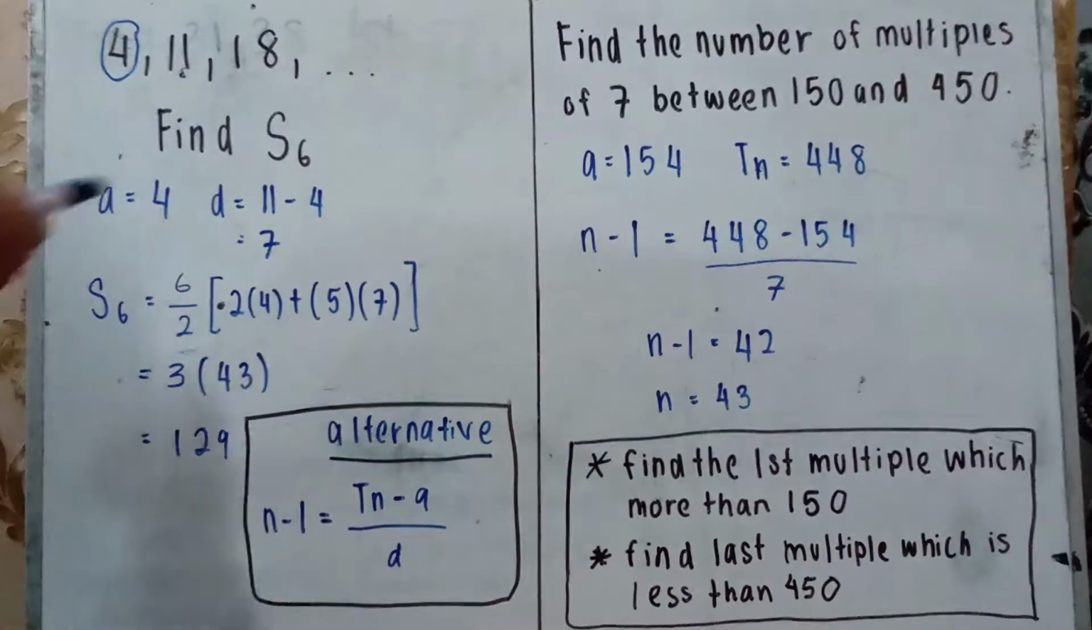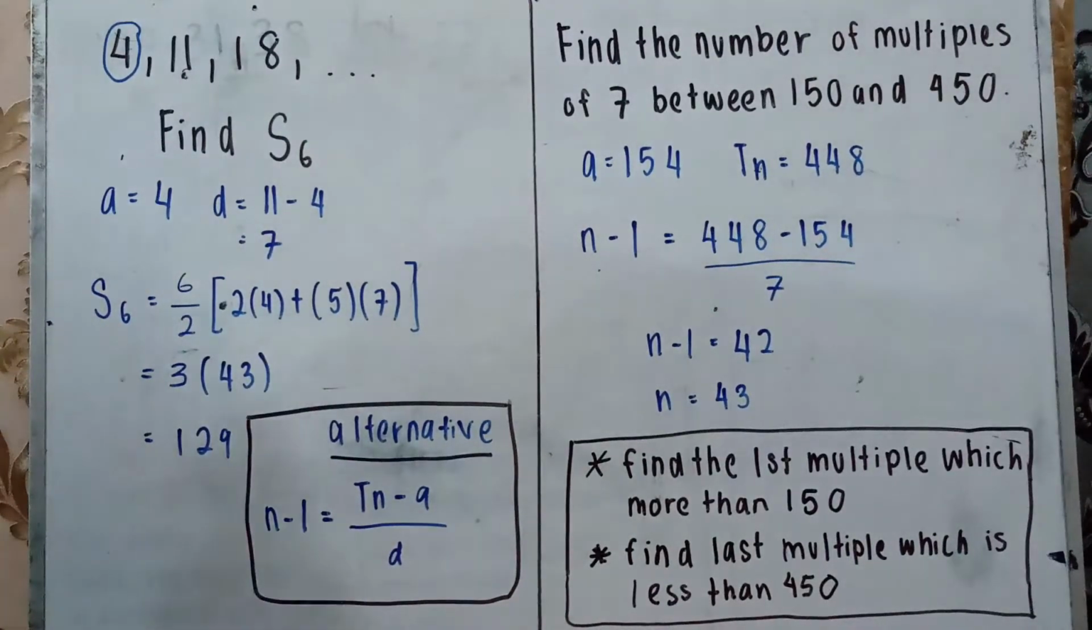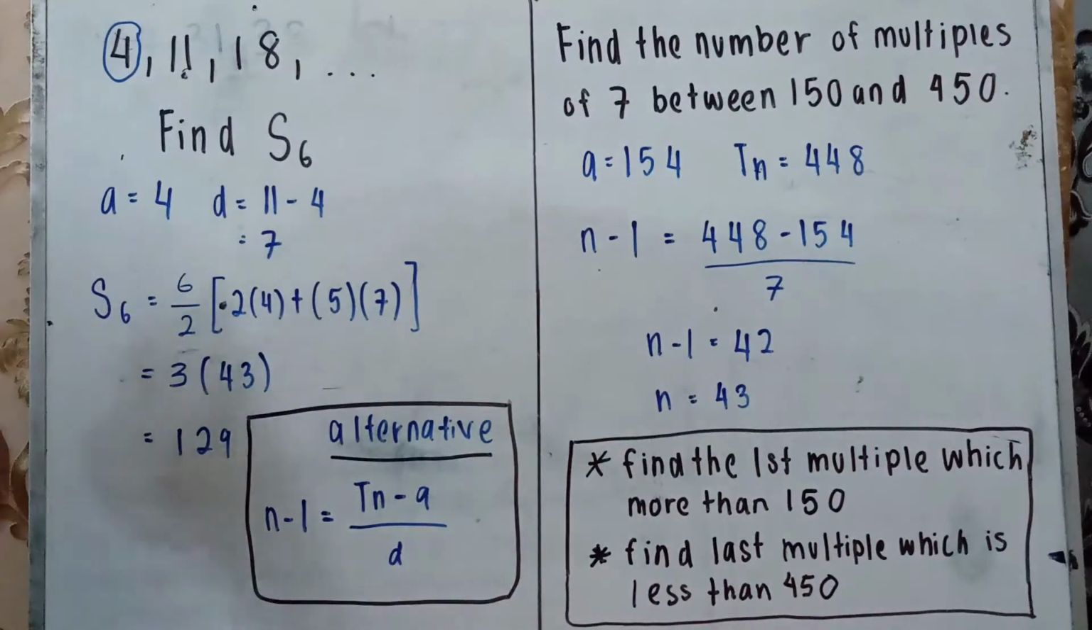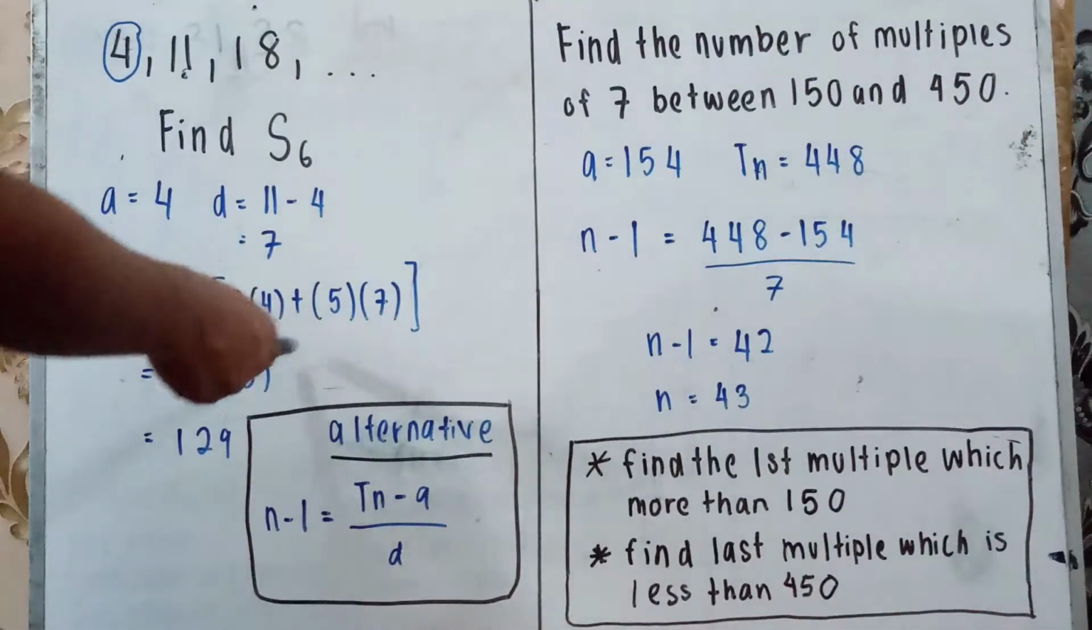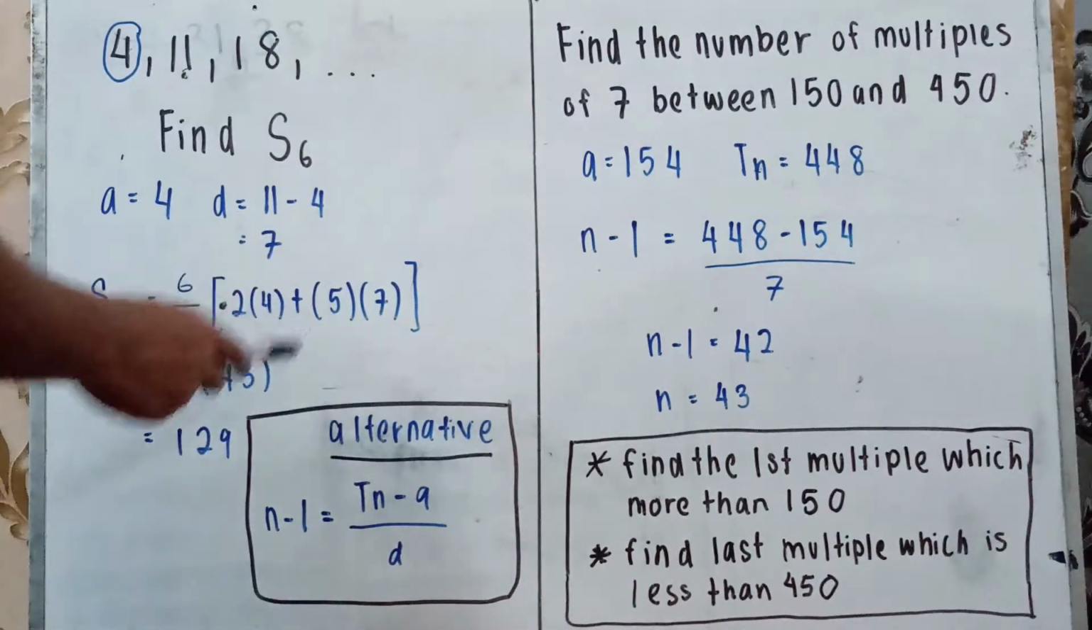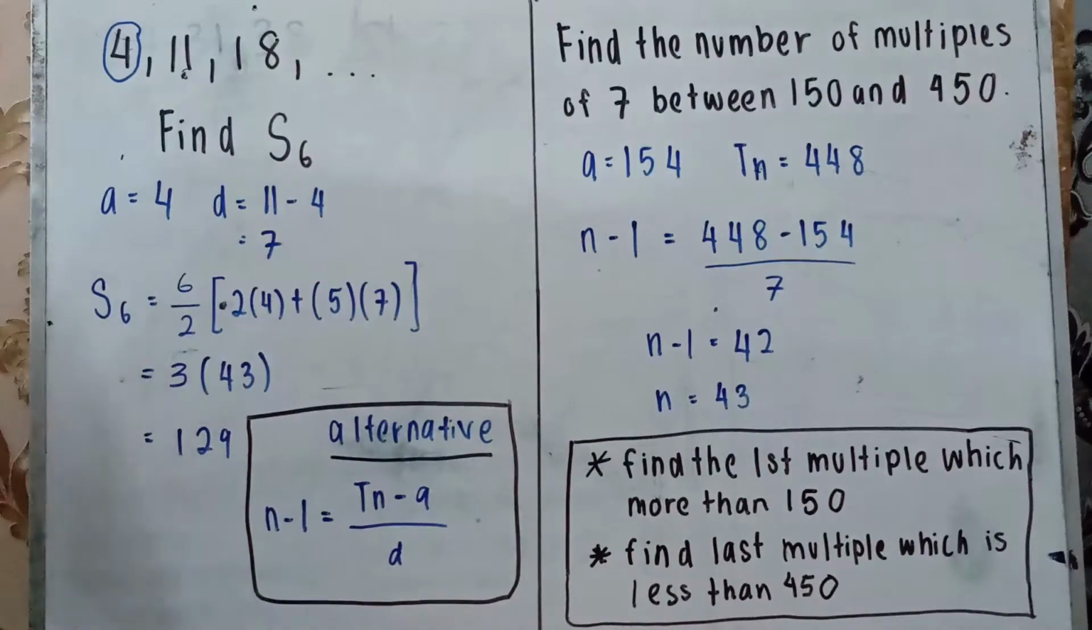Now he asked us to find the sum of the first 6 terms. Take the A because it was given, find the D, 11 minus 4, 7, and substitute in the formula. And we can just state that, no need to do 6 minus 1, just state that the number is 5 and you will get the answer.